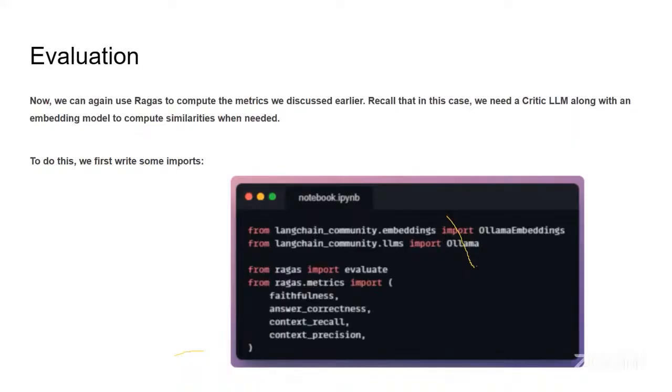Recall that in this case, we need a critic LLM along with an embedding model to compute similarities when needed. We then use some imports again from LangChain. We do the regular imports of the Ollama embeddings and other things. From Ragas, we import evaluate. From ragas.metrics, we are also importing faithfulness, answer correctness, context recall, and context precision. These are all inbuilt functions which are used to get these evals.